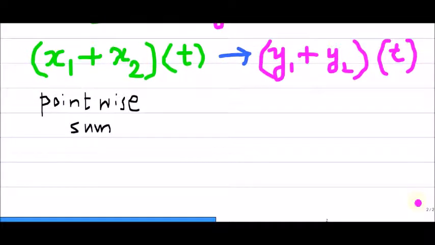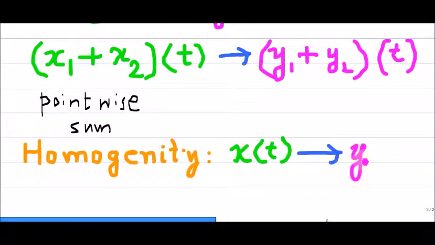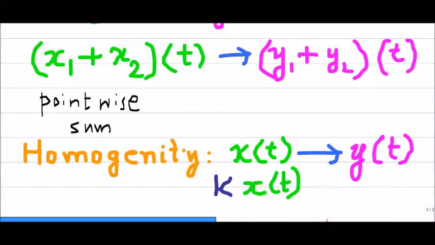Let us discuss homogeneity. Consider a system whose input is x of t, giving rise to an output of y of t. If I scale the input by k, and the resulting output is also scaled by the same factor k, I call the system homogeneous.